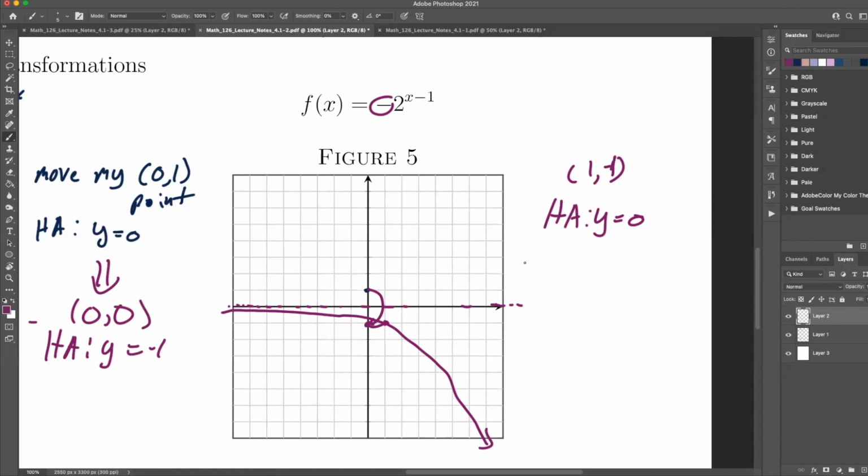We're going to use this again in the next section. Does that make sense, how to transform an exponential function? Any questions on that? If not, we'll get to the last part of this. Okay, let's go to the last page then.